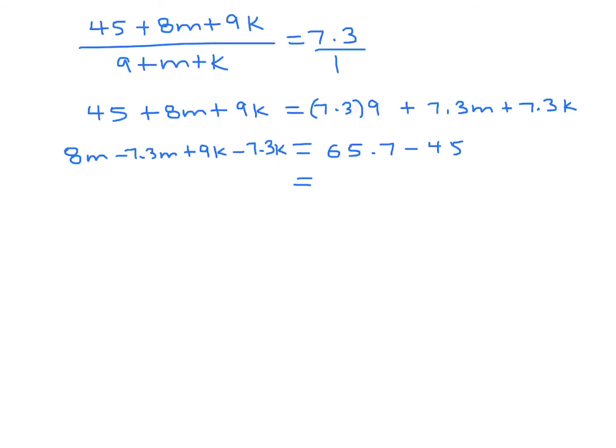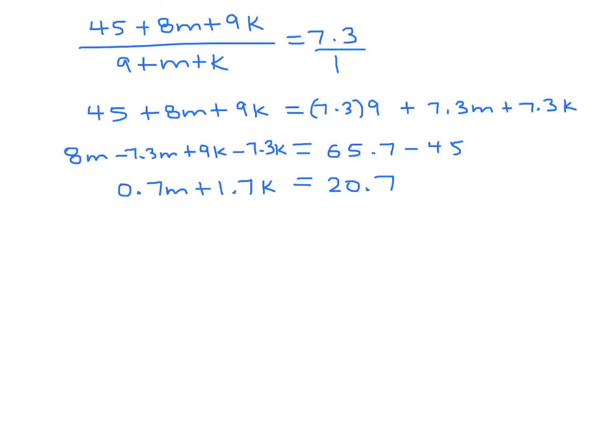So that's basically what I'm going to do. 20.7 for the number section, this is 0.7m, and this is 1.7k. Okay, now at this point, unfortunately, we only have one equation. If we had two, that'd be a piece of cake. But we don't, we only have one. So when you only have one, you have to basically plug in numbers.